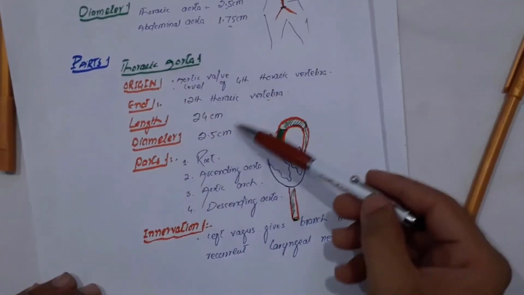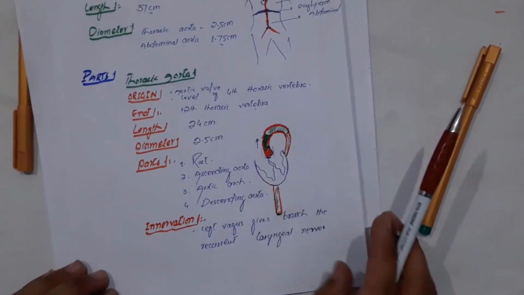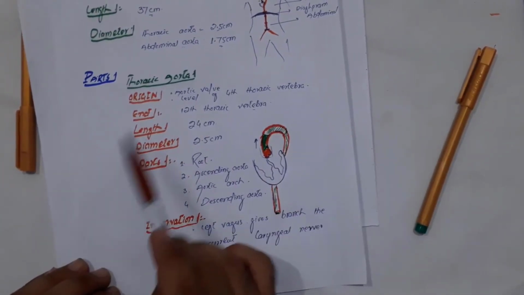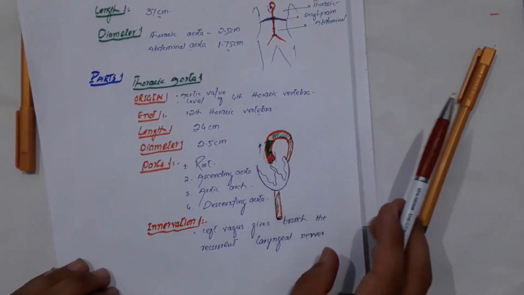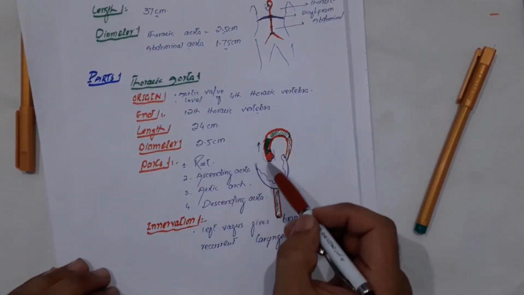Some important points regarding this aorta. Now we move towards the branches of thoracic aorta. What are the branches which arise from the thoracic aorta? Let's see about the branches.